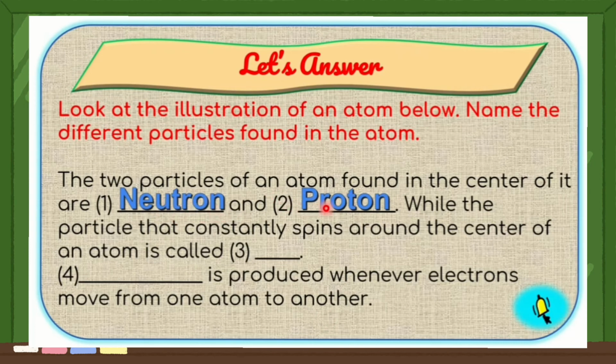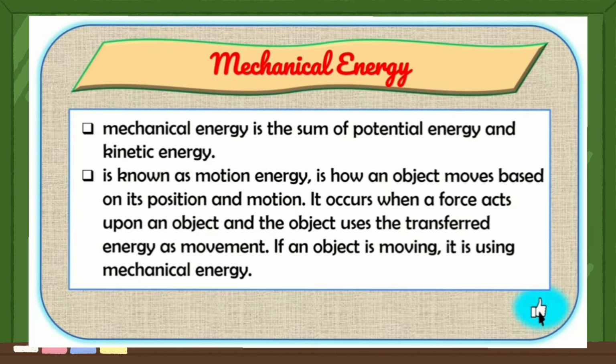Pwede silang magkabaliktaran. So, the particle that constantly spins around the center of an atom is called electrons. Blank is produced whenever electrons move from one atom to another. So, ano yung napoproduce whenever electrons are moving from one atom to another? So, we have electricity. Okay, so we are done with the electrical energy. Now let's move on to mechanical energy.